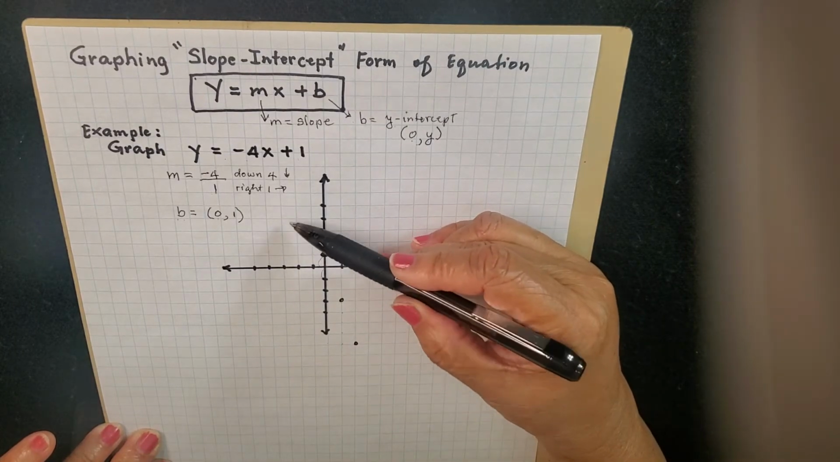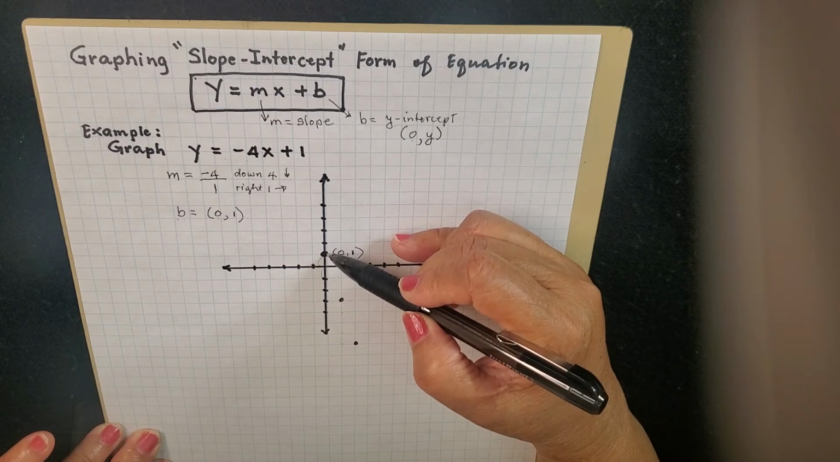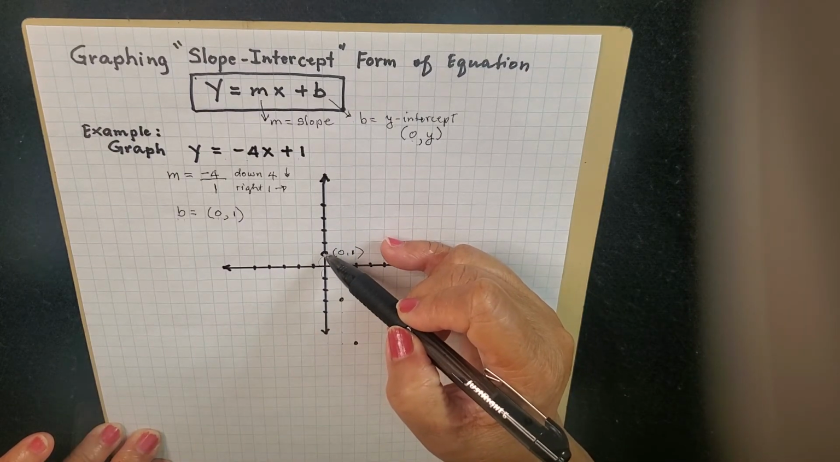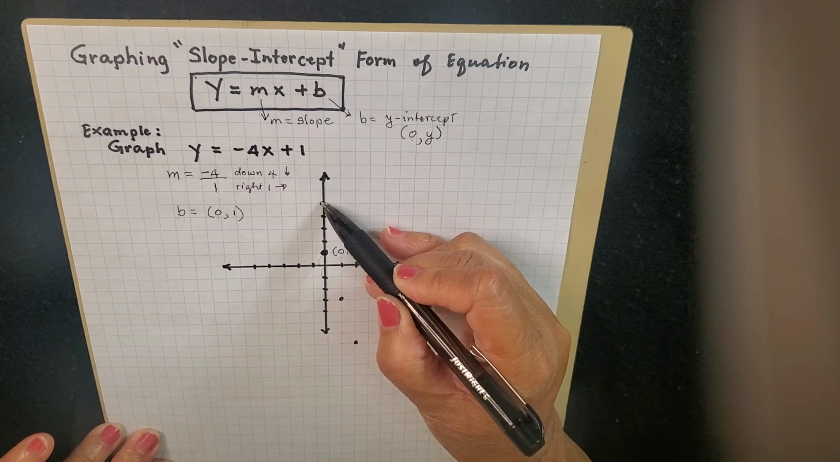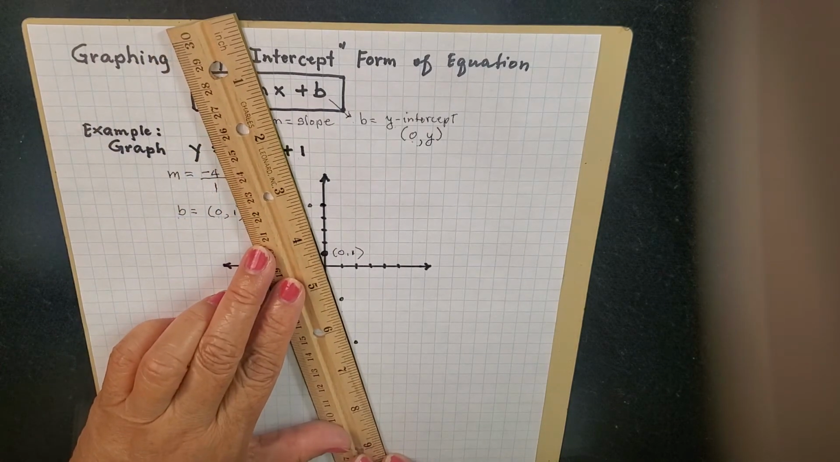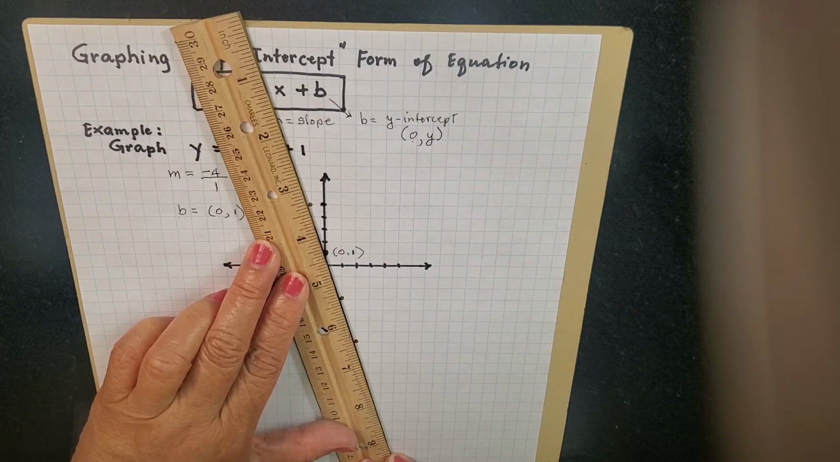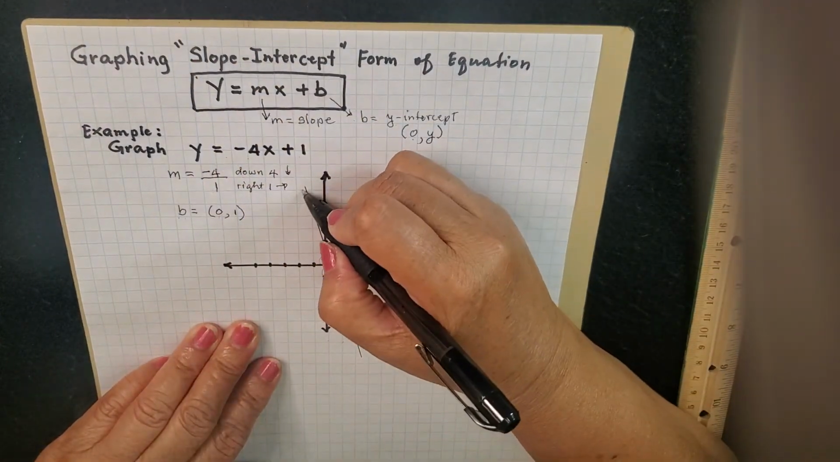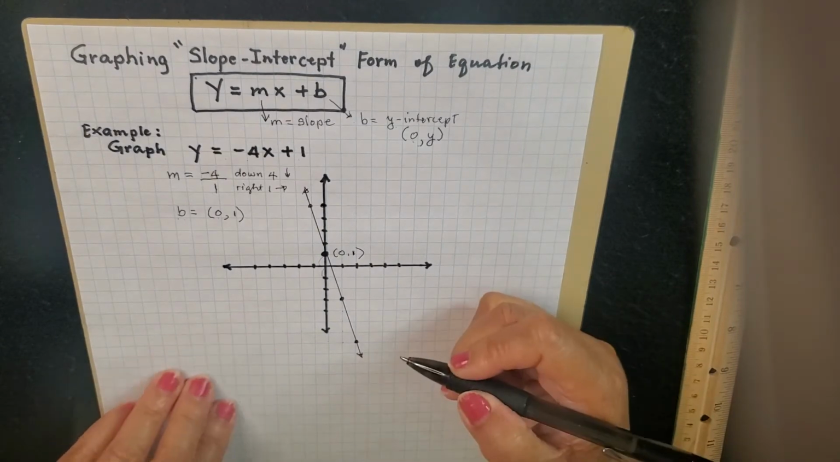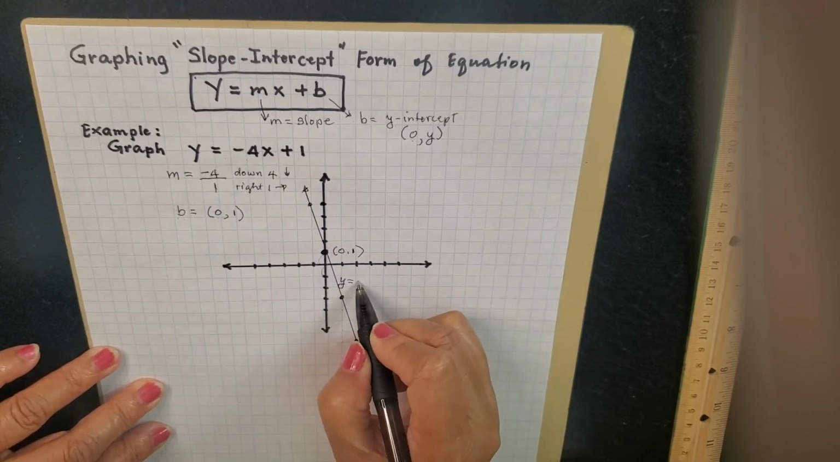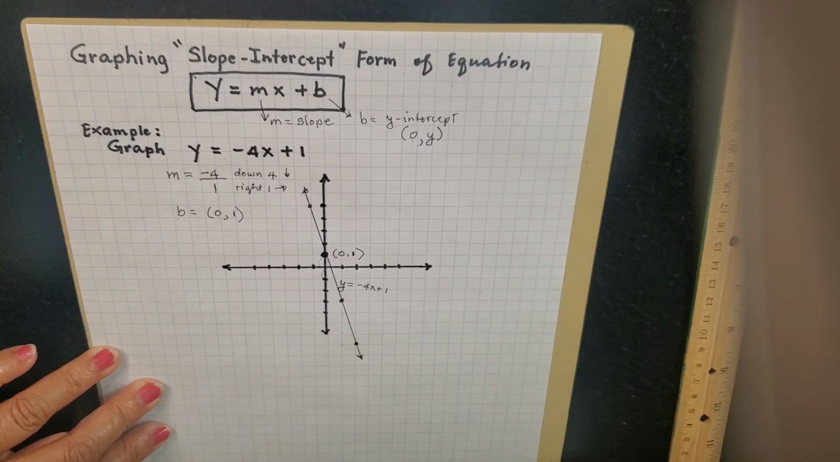If I want to draw the point on this side, I do the opposite direction of down and right. So therefore, I go up 4, 1, 2, 3, 4 to the left 1. Now, I will connect the points that I graph. I always put arrow. Okay. And I will label this as y equal negative 4x plus 1.